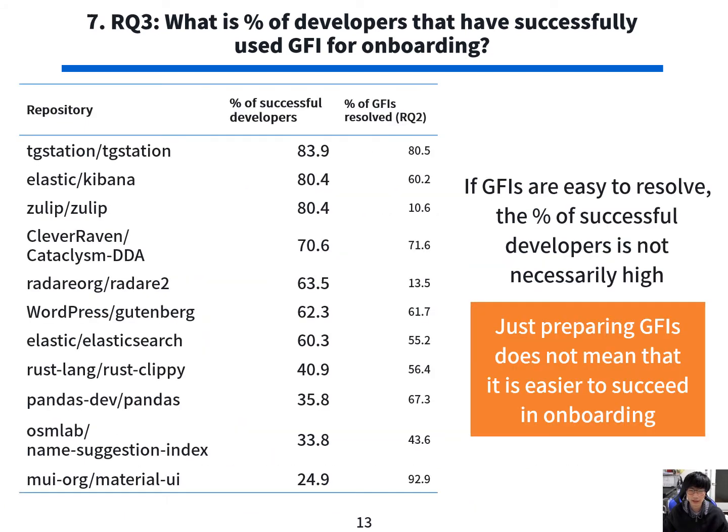Here's the result. To compare the ease of GFI resolution and the percentage of successful onboarding, the second column of the table shows the results for RQ2. Comparing these results, we can see that even if GFIs are easy to resolve, the percentage of successful developers is not necessarily high. Therefore, just preparing GFIs does not mean that it is easier for inexperienced developers to succeed in onboarding.